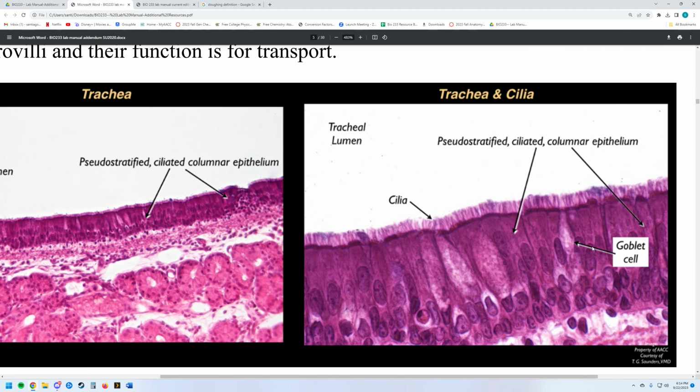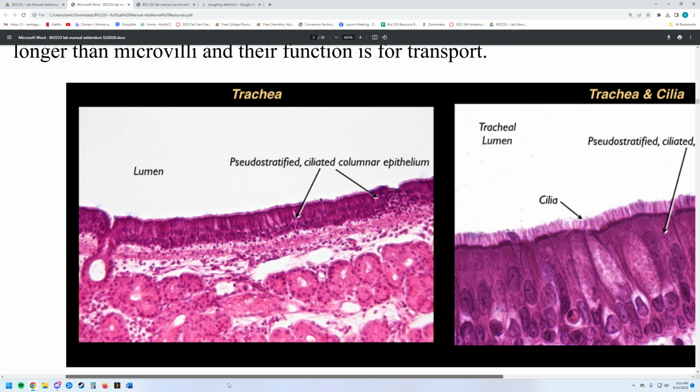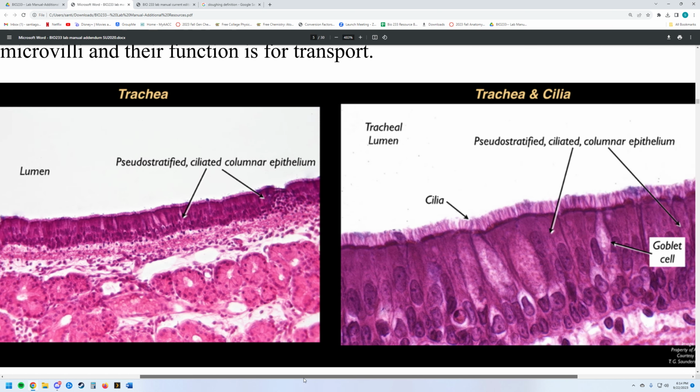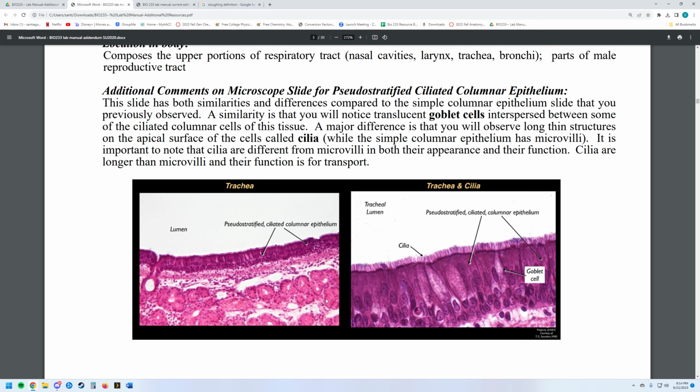All right. So we've got a goblet cell. We've got pseudostratified ciliated columnar epithelium. And those have those long cilia to move mucus and stuff around. Nice.